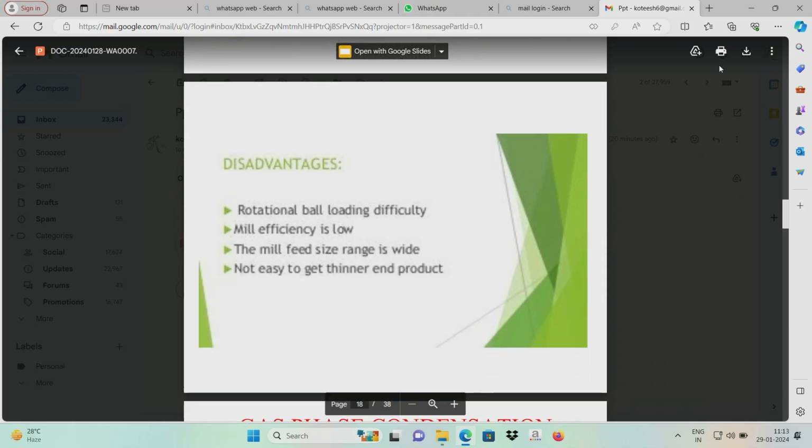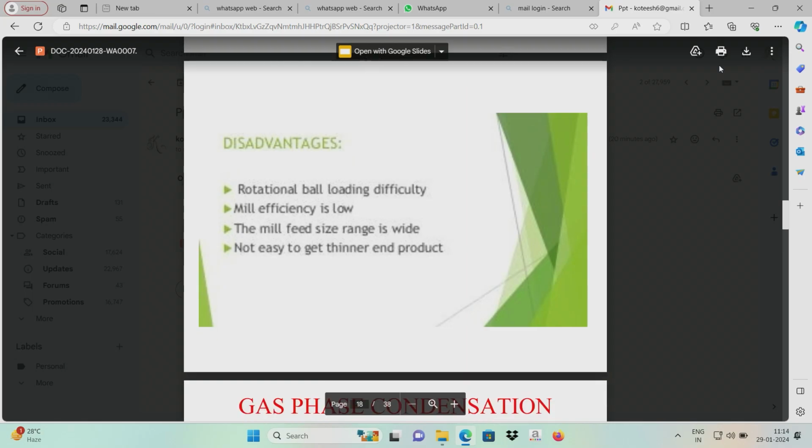And there are some disadvantages here. The rotational speed of the ball loading is very difficult to control. Mill efficiency is very low, and the feeding size is also wide, so it is not easy to get a thinner end product. In this case, we cannot get a thinner product as the end product. After getting the product, we again need to grind it.